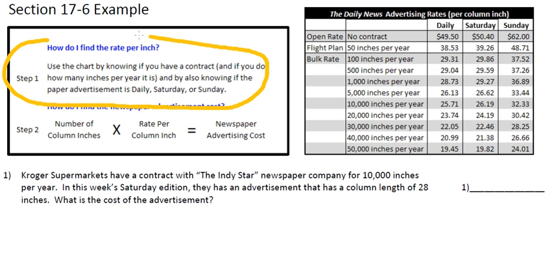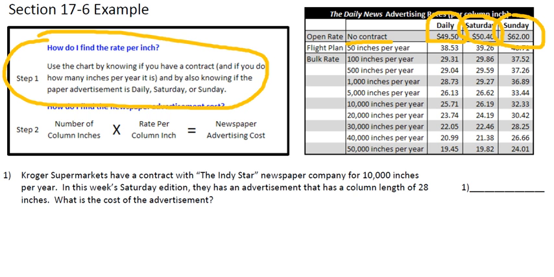And there's this big fancy chart over here. Sometimes people decide to get no contract. That's right, no contract. And if they get no contract, that means every single time they pay for an advertisement, it's going to be this expensive. If they want to run it Monday through Friday, it might be $49.50. If they want to run it just on Saturday, $50.40. Or on Sunday too, $62. So different prices for different types of days of the week.